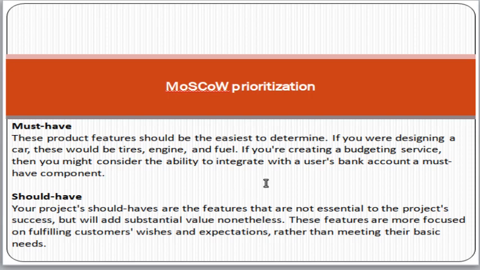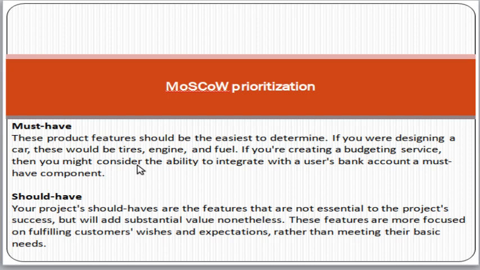Okay, then the should have means that your project should have are the features that are not essential to the project's success, but will add value to it. These features are more focused on fulfilling customers' wishes and expectations rather than meeting the basic needs. So just imagine these requirements as a wish list of a customer. Whenever we are implementing projects, the customer is telling you their wish list as well. So these wish lists are the should have requirements.